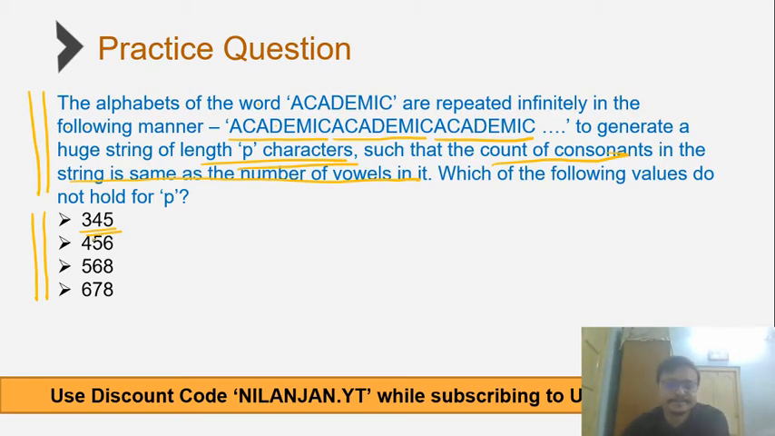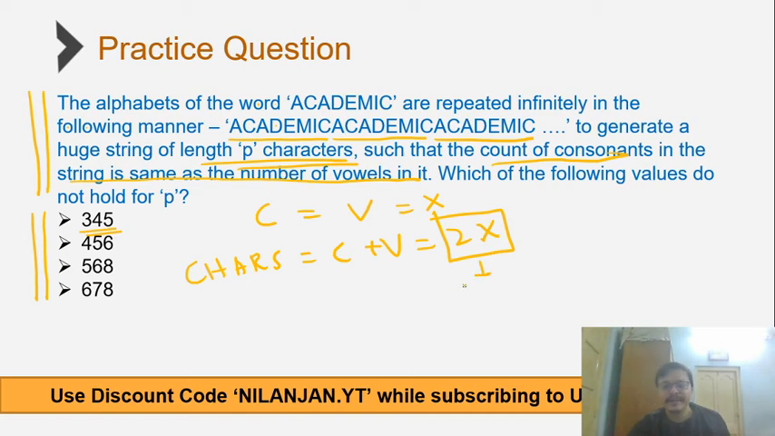So how do you do this? The first thing it says is the count of consonants is the same as the number of vowels. So what is the total number of characters? The total number of characters will be consonants plus vowels. So both of them are equal to x. The total number of characters will have to be 2x, which means it has to be an even number. Here unfortunately we find 3 even numbers and 1 odd number, which automatically means the answer cannot be 345, because 345 is odd. So the number of consonants and number of vowels can never be the same in 345.